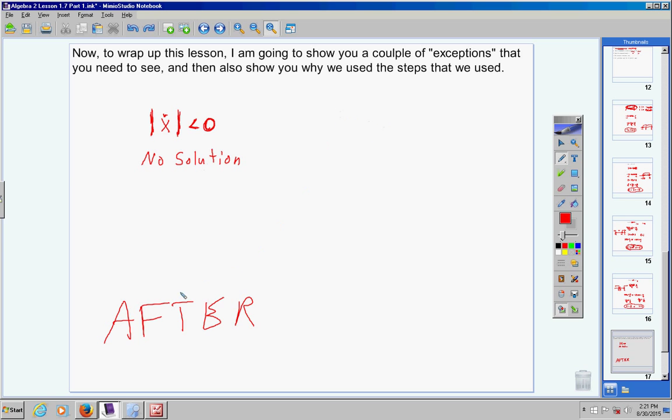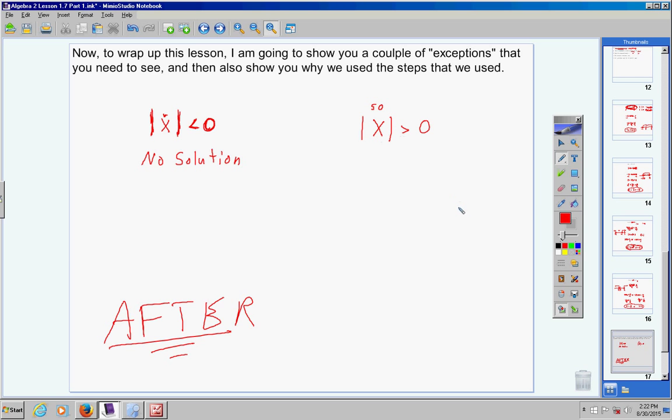Alright, now, let's talk about this. What if, after you isolate the absolute value, you have this? Greater than 0. Well, what would the answer be? Well, think about it. I don't care if you put -50 in here. It's going to come back out positive 50, and positive 50 is greater than 0. Got it? I don't care if you put 50 in for x. The absolute value of 50 is 50. 50 is greater than 0.